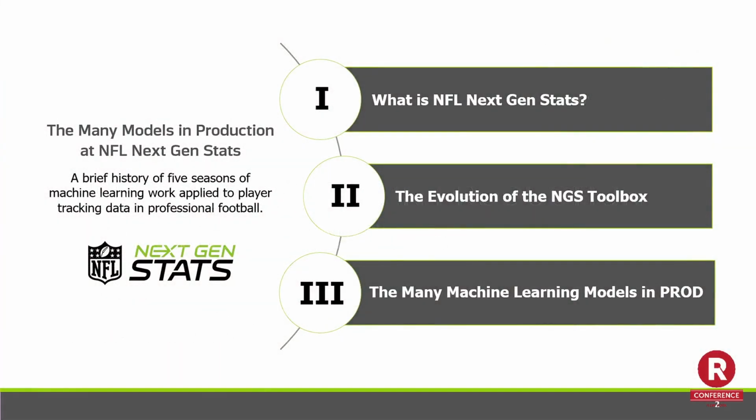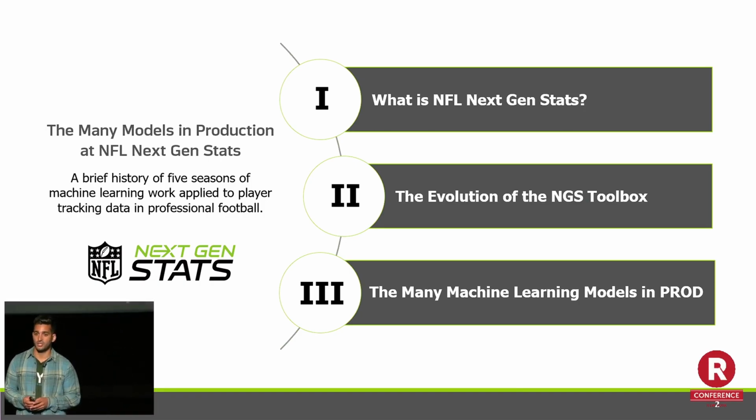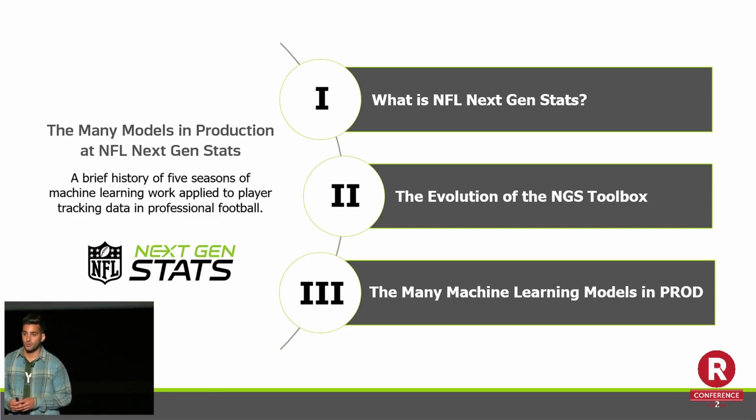So this will be the fourth time I've spoken at the New York R Conference. And each time I've sort of updated the story of the Next Gen Stats world. When I first talked at the New York R Conference in 2019, we had one model in production, and that's the model that I talked about, completion probability. Today, we're going to go through the many models that are now in production, 15 in total, and we're going to take a quick journey through what is Next Gen Stats, the evolution of our toolbox, and then the many models in production.